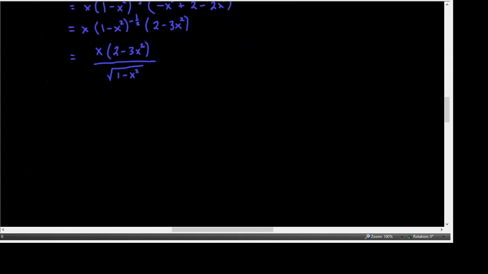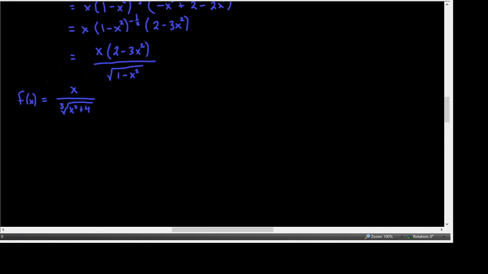Okay, let's move on to another example. What if we had f of x equal to x over the cube root, speaking of cube root, of x squared plus 4.